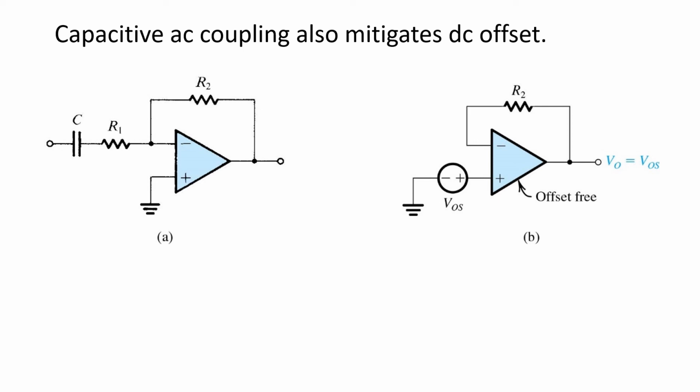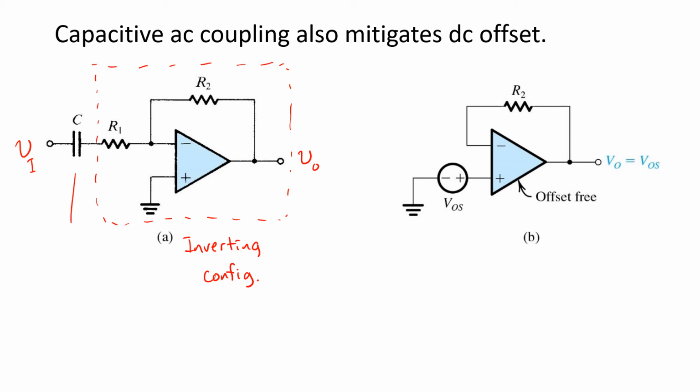Capacitive AC coupling is another way to mitigate the effect of op-amp DC offset on many op-amp configurations. For example, shown here is the inverting configuration again, except here we've used capacitive coupling to attach the input VI to the input of the inverting configuration. Now, that capacitance C can be made very large so that for any frequencies that we're interested in handling at the input, it essentially appears like a short circuit. And therefore, this circuit will, for all frequencies that we're interested in, behave essentially like a normal inverting configuration.